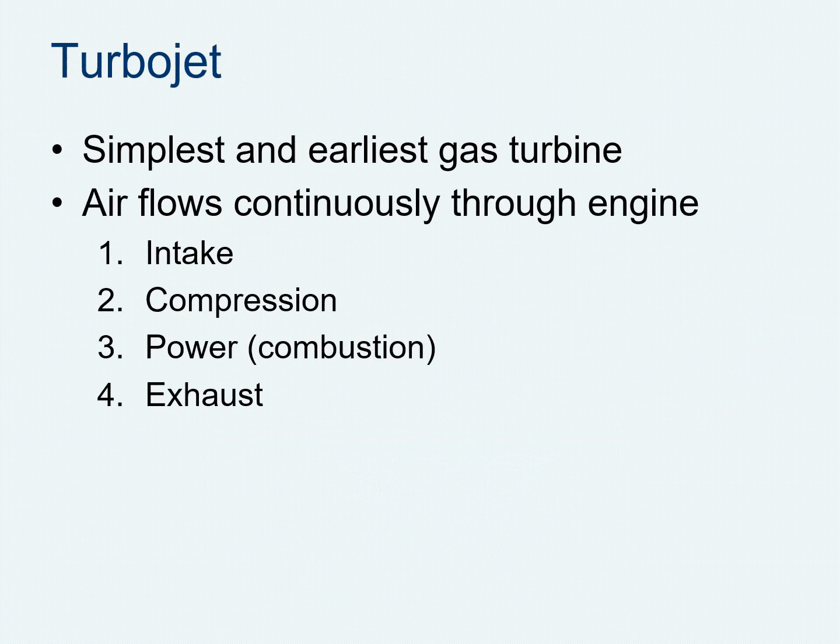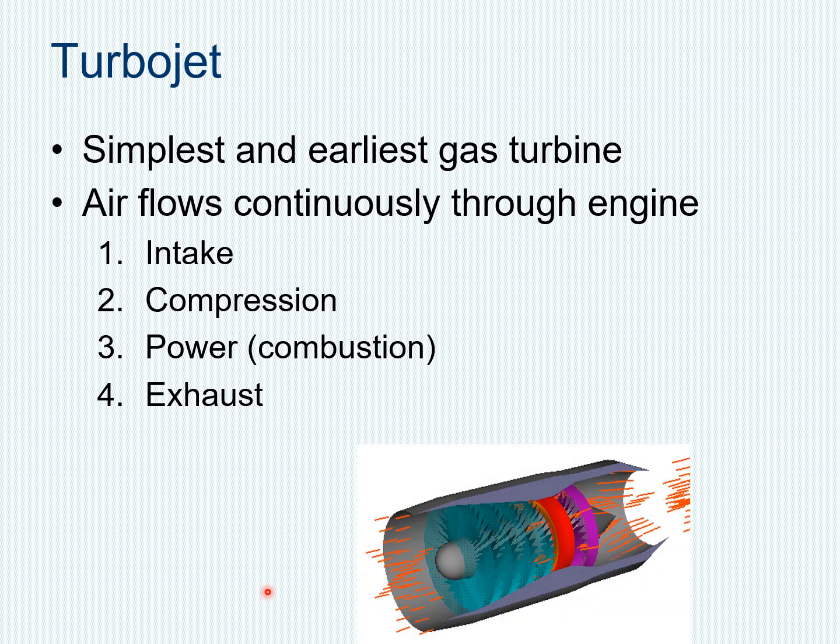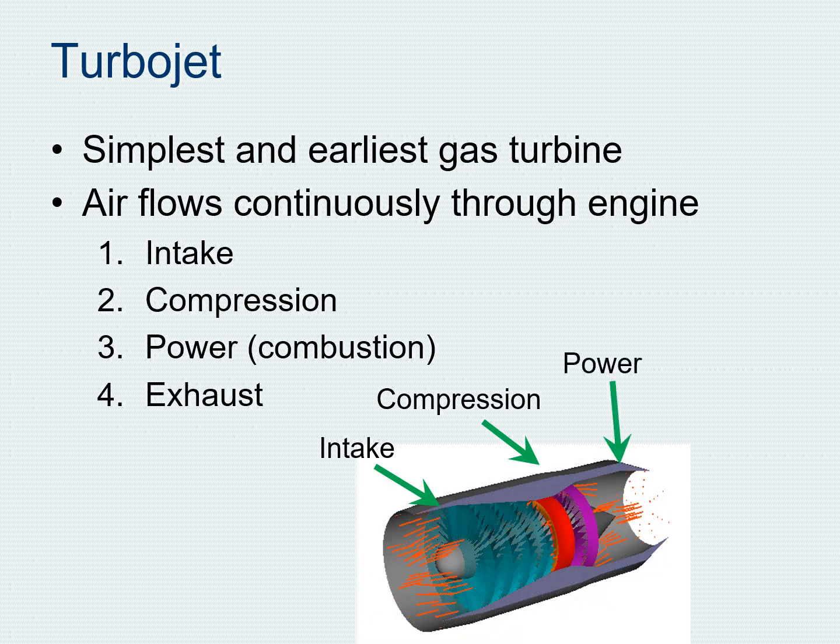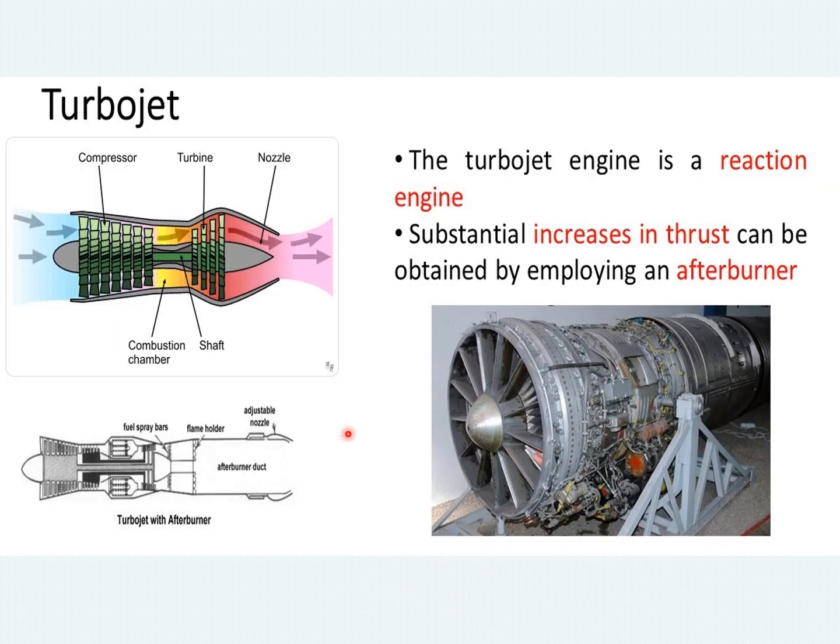Next one is the turbojet engine, which is the simplest form of engine. Here we have intake, compression, power, and exhaust. That means we have airflow inside. It will be compressed in the compressor, burned in the combustion chamber, and goes through the nozzle. Intake, compression, power, and exhaust. The turbojet engine is a reaction engine, and thrust can be substantially increased by employing an afterburner.